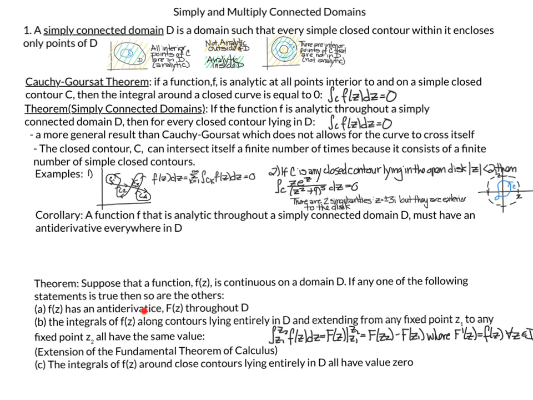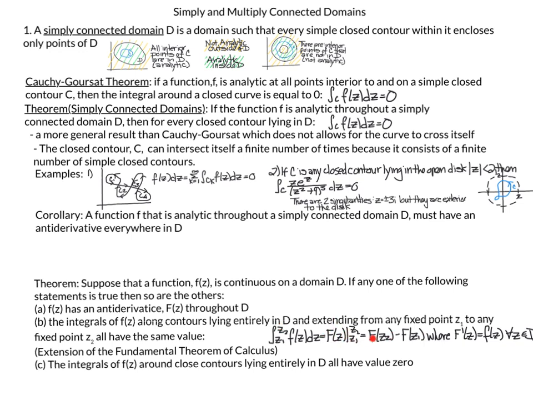1, f of z has an antiderivative, capital F of z. 2, the integrals of f of z along the contours lying entirely in D and extending from any fixed point z1 to z2 all have the same value. In other words, the integral is independent of the path and only depends on the endpoints. This is an extension of the fundamental theorem of calculus. It's what you're used to seeing from first-year calculus, where when you integrate, you take the antiderivative and then just plug in the endpoints.